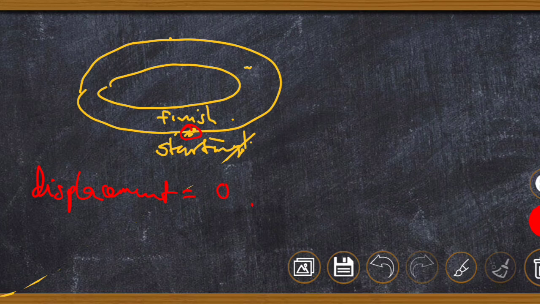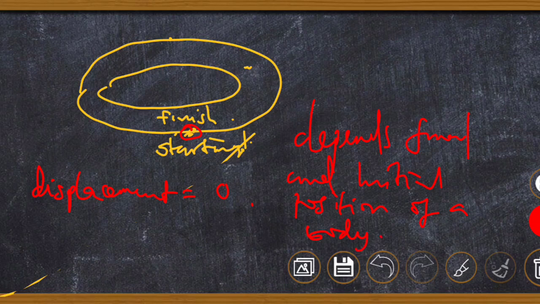Why? Because we don't have a different initial position and final position. And don't forget that we said earlier that displacement only depends on what? The final and initial position of a body. Since in this question the initial and the final position of the body coincide with each other, automatically the total displacement of the body will be equal to 0.